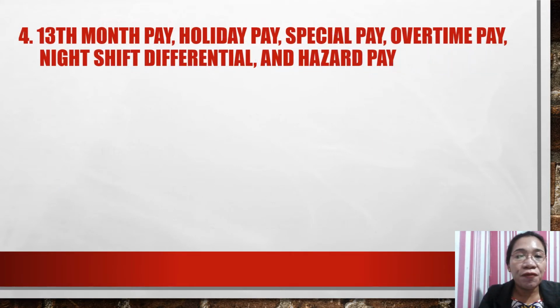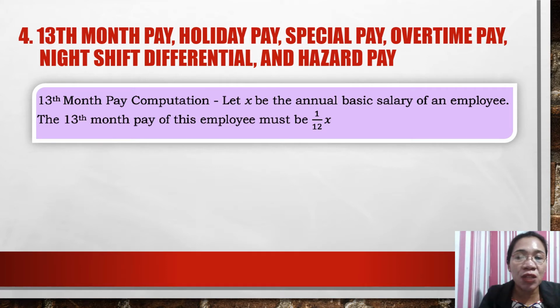The fourth one is 13th month pay, holiday pay, special pay, overtime pay, night shift differential, and hazard pay. For this 13th month pay computation, you let X be the annual basic salary of an employee. Then the 13th month pay of this employee must be 1 over 12 X, meaning it is equivalent to 1 month pay or basic salary of an employee. That is the 13th month pay.